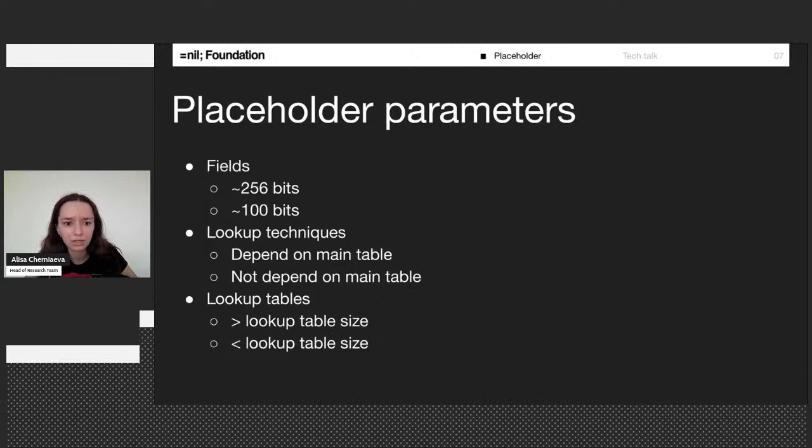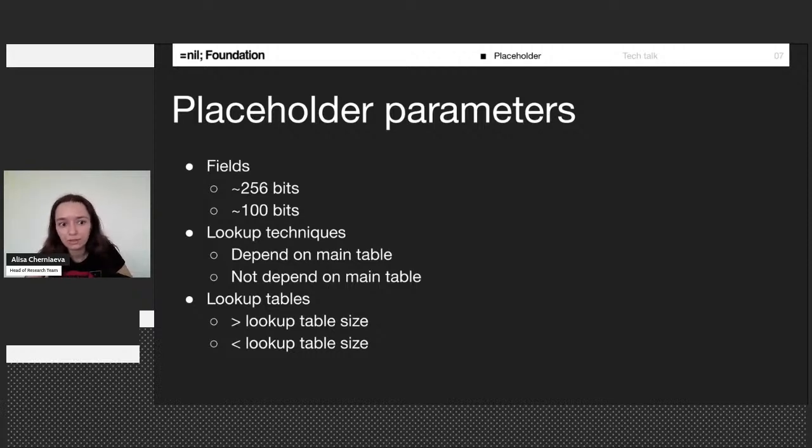As a second option, there is a choice of lookup techniques. All approaches are now divided into two. One of them depends on the main table size, and the second one doesn't depend on the main table size. It sounds better when it doesn't depend on the main table. For example, it's the lookup Baloo. But we have some drawback here.